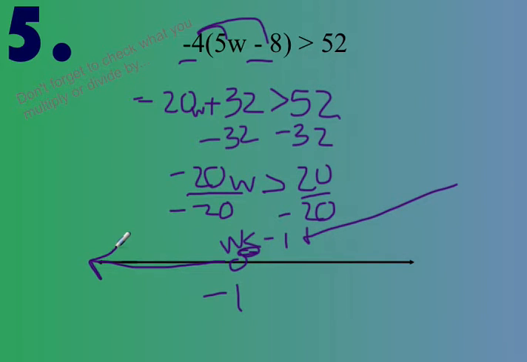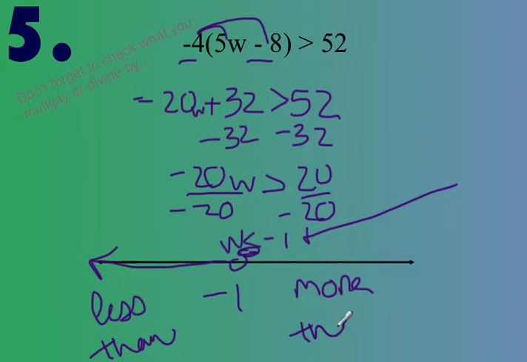Anything smaller goes to the left. So if it's less than, you're going to go on this side. And then over here, it's going to be more than. So if we want something greater, we're going to send that over to the right side.